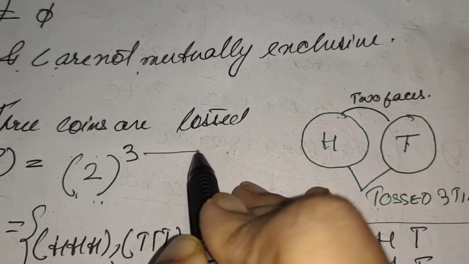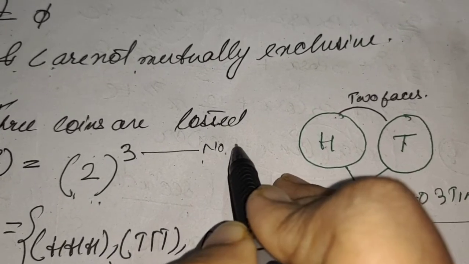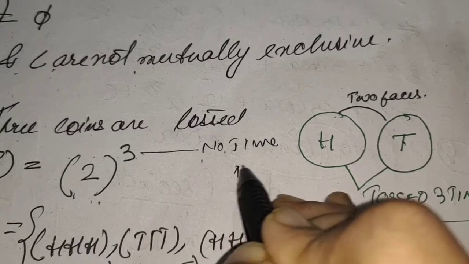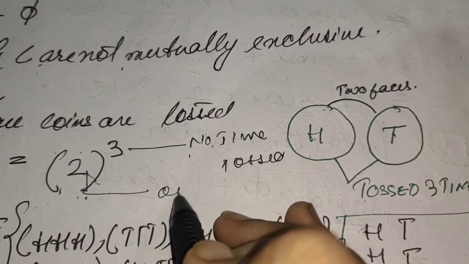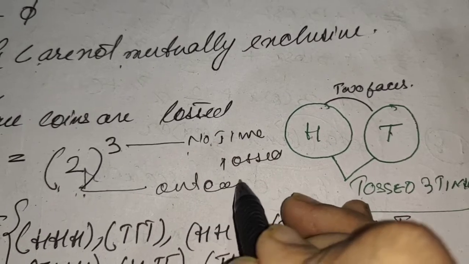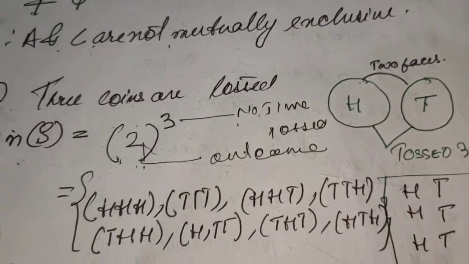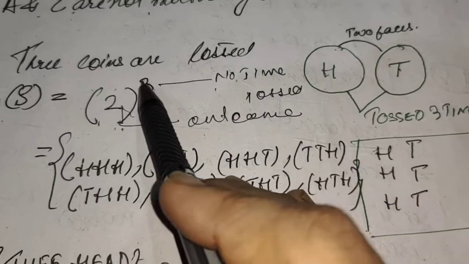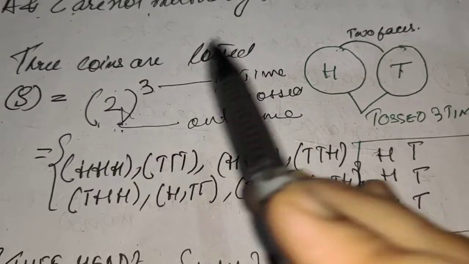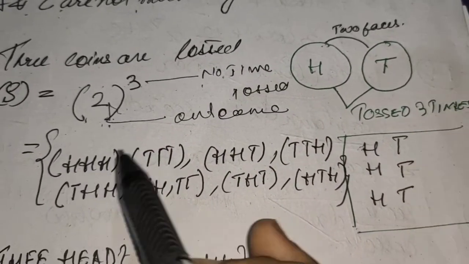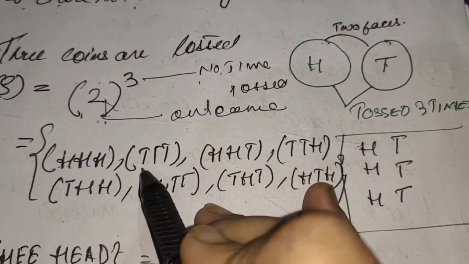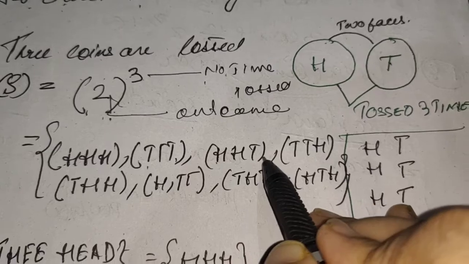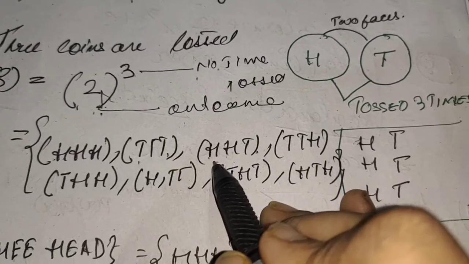This 3 signifies the number of times tossed, and this is the number of outcomes, the total number of outcomes of one particular coin. Then ultimately the total value is 8. So there will be 8 outcomes. 8 outcomes, how can you write? You will first write head, head, head. Just after that tail, tail, tail. Then head, head, tail. See, I am writing it maintaining the similarity.